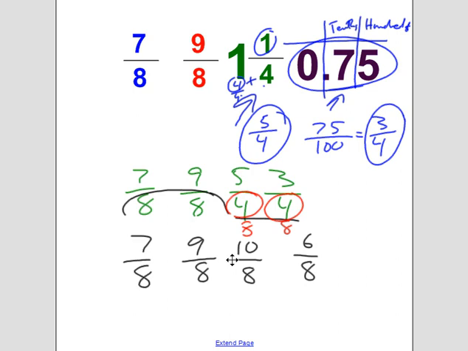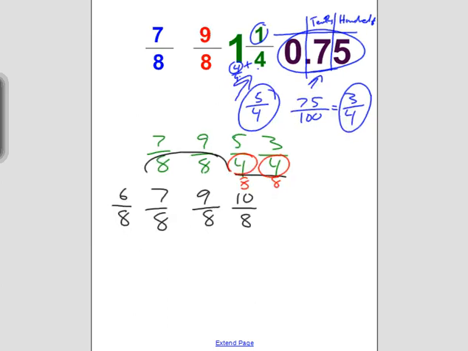We have 6 over 8, which you can slide to this end. That 6 over 8 in the beginning was 0.75. The 10 over 8 was the 1 and 1/4. Then we have the 9 over 8 and the 7 over 8. That's pretty cool. So we were just able to order all of those by finding common denominators, making sure they were all fractions, and then just putting them in order.